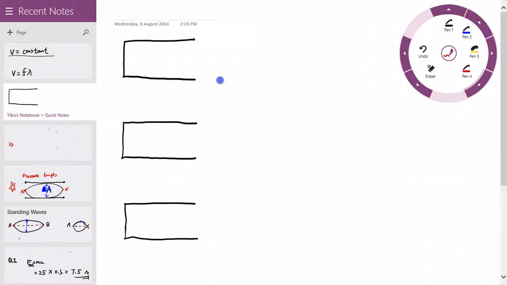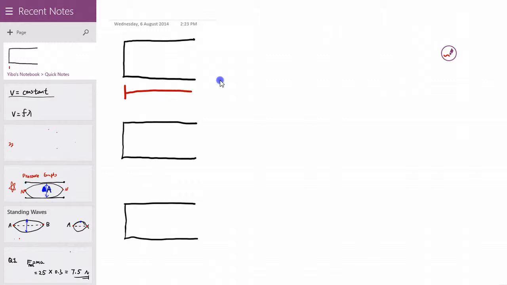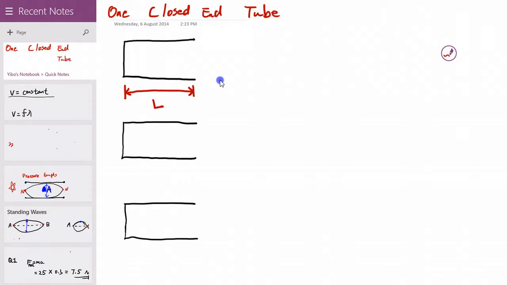Now, again, the harmonic frequencies depend on the length of the tube, the closed end tube. So just let me write down one closed end tube, a tube with one end closed. Just make sure you write them down in the right order.